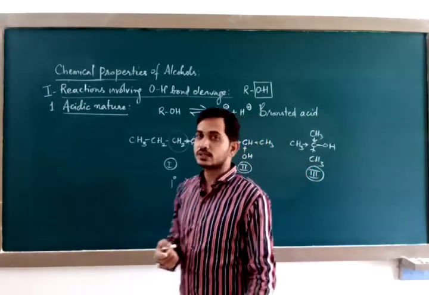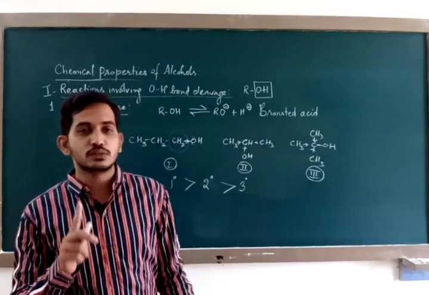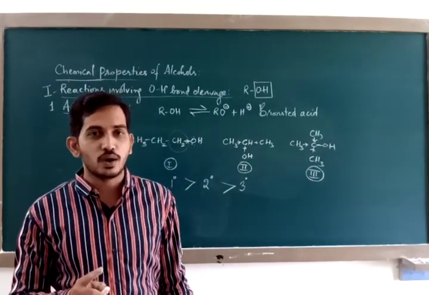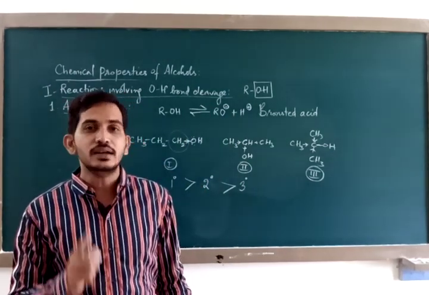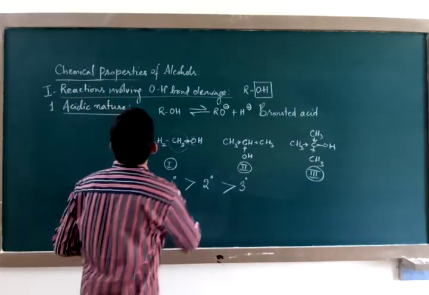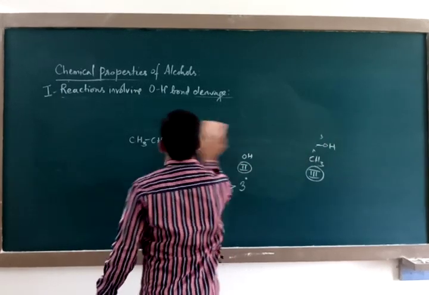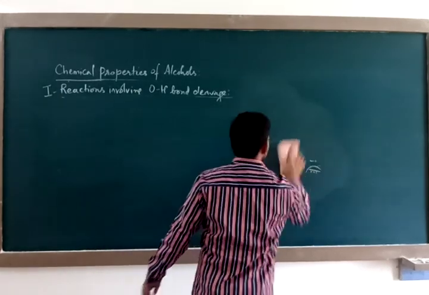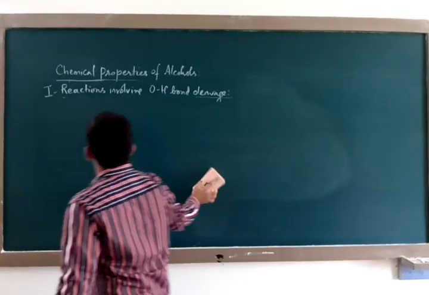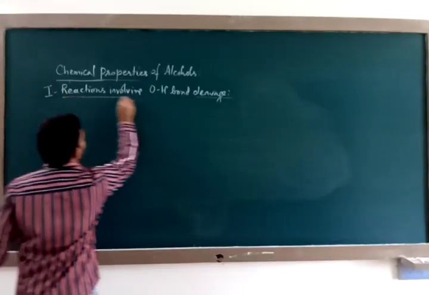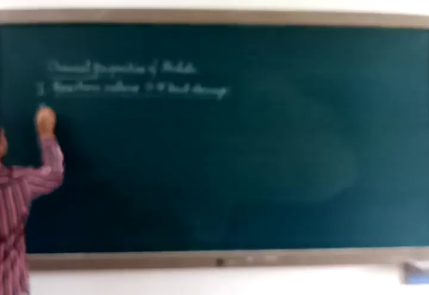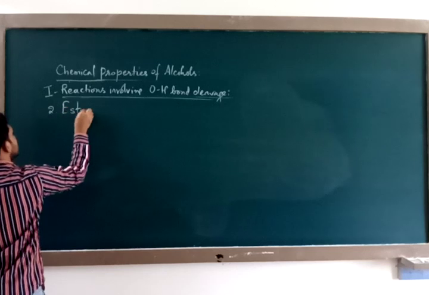So which alcohol is most acidic? A primary alcohol is more acidic than a secondary alcohol, than tertiary alcohols. Then let us see the next set of reactions. This was general, whether they are acidic or not, or how relatively acidic they are. Under the same, let us see the second one, esterification.